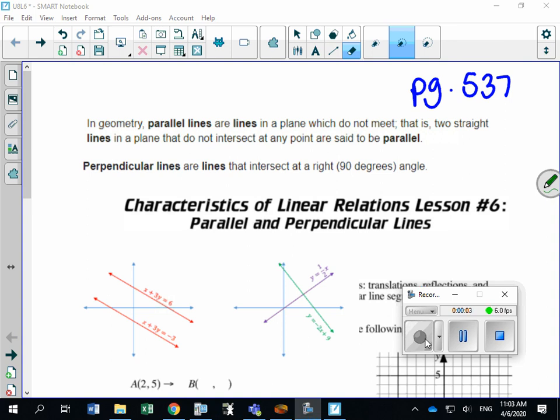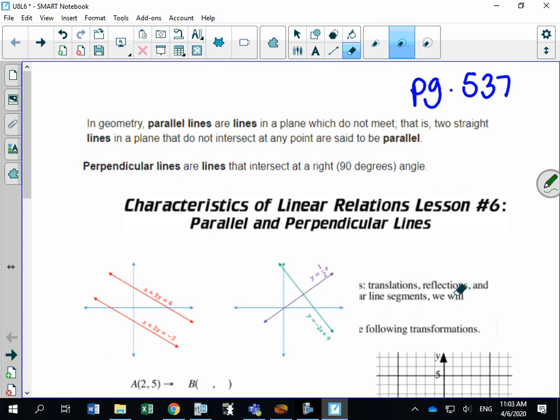This podcast will be the last lesson in the unit on relations and functions and characteristics of linear functions. And it should be hopefully a quick lesson. The entire lesson is on a concept that you already know from junior high. So the concept is on parallel and perpendicular lines.